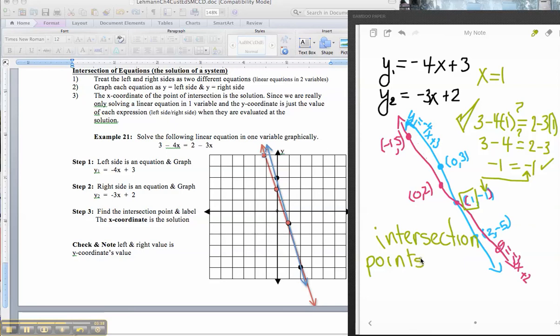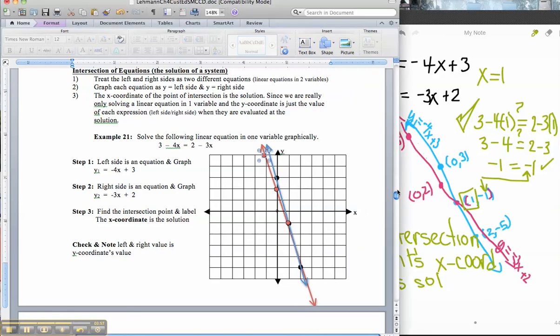The x-coordinate of the intersection point is our solution.